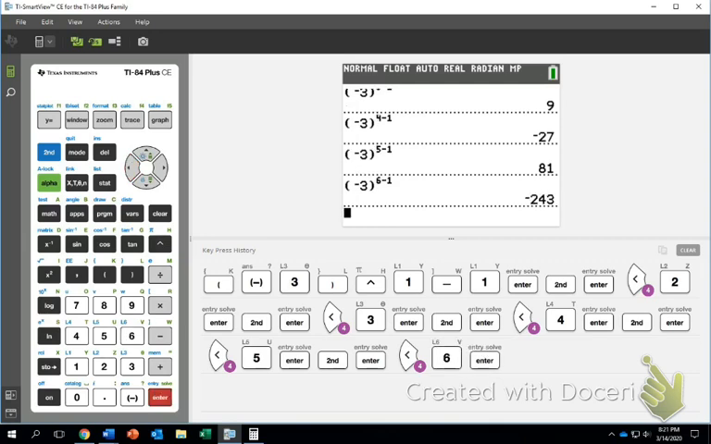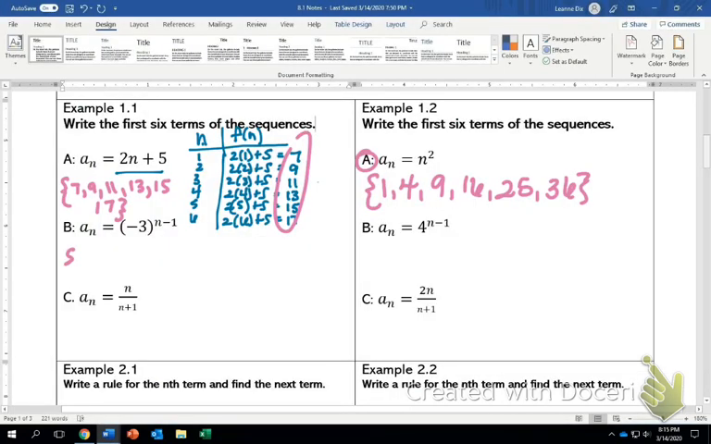All right, so I have all my numbers and now I can just copy them over onto my paper. So from my calculator, I got my sequence of 1, -3, +9, -27, 81, and -243. And these are my answers. And I can keep doing the same thing.